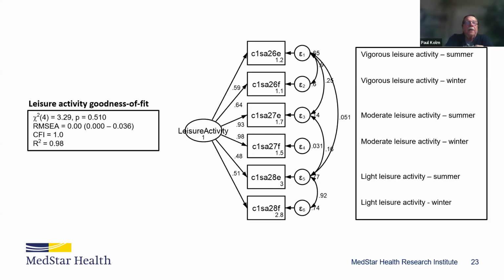Now, in the context in which we're actually doing this, we're looking at leisure activity. We're looking at exercise activity and one other, which I can't remember offhand. But anyway, we have here, at least for leisure activity, a really good latent variable to use in our analysis.